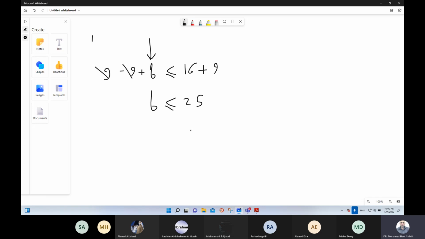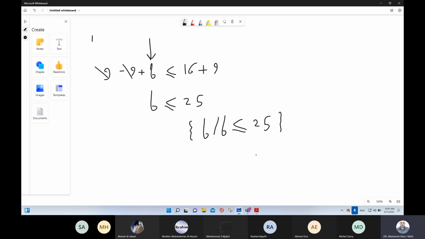Then we can write the set of the solution: b such that b is less than or equal to 25. This is the set builder notation.